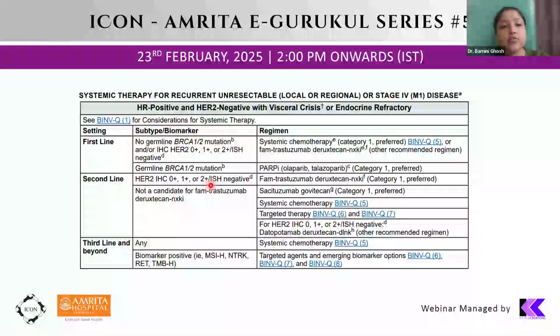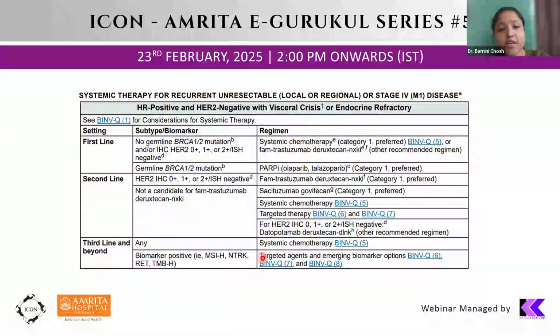For the second line also, if HER2 low or ultra low, we may proceed with trastuzumab deruxtecan. If not, then we may give sacituzumab govitecan. It is a category 1 recommendation in this setting. And we may also give systemic therapy. Third line and beyond, we may use systemic therapy or biomarker-directed therapy.